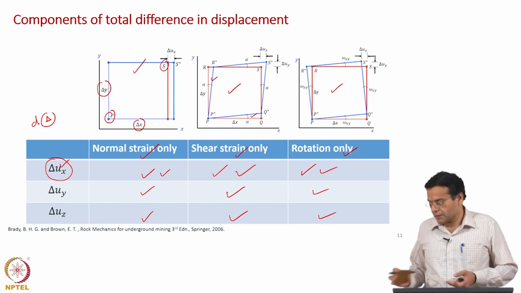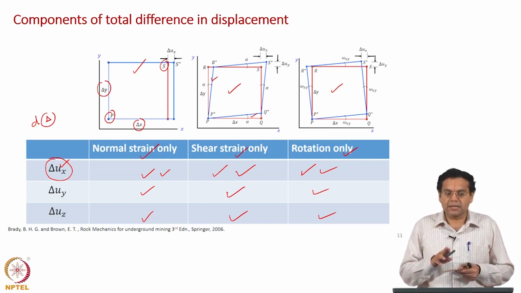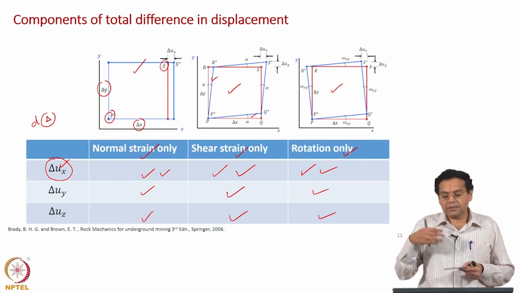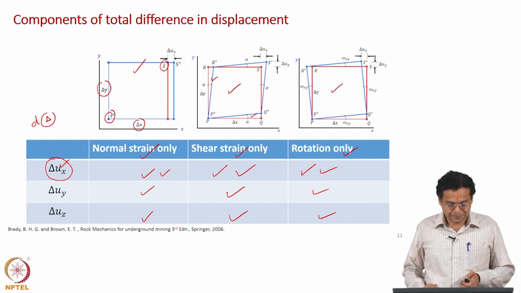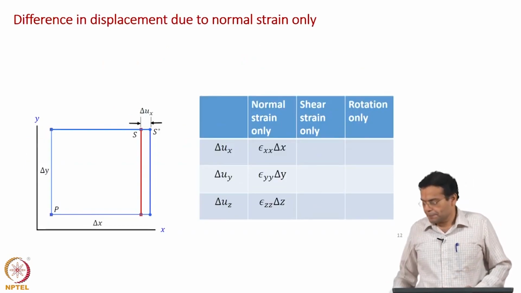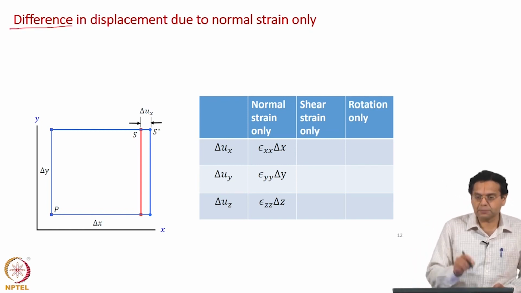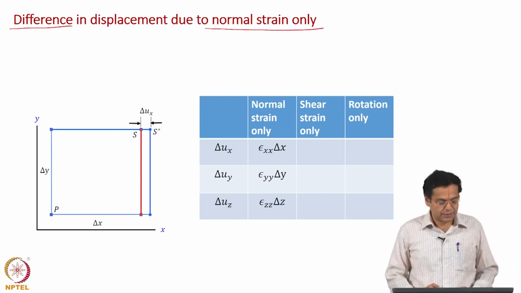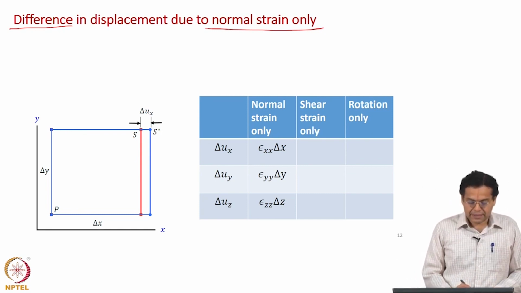Okay. So just to summarize, we are going to take a plate or 2 dimensional region subjected to normal strain only, shear strain only, rotation only, find out what are the components of the total displacement along x direction, y direction, z direction. Okay. Now let us start with, earlier I said, total difference in displacement. Look at the title now, difference in displacement due to normal strain only, that is what we are going to see. So of course now a larger figure is shown, we are considering the plate.